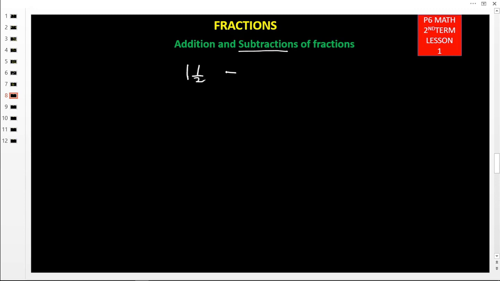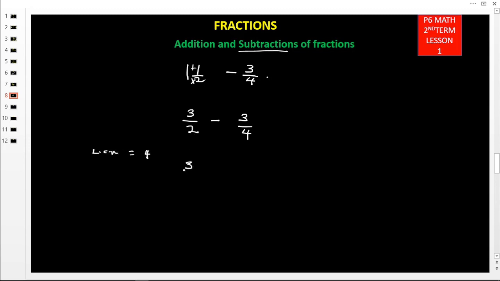For example, if we are given 1 and a half minus 3 quarters. So 1 and a half minus 3 quarters. This one is a mixed fraction, this is a proper fraction. So we convert this one into an improper fraction. 2 times 1 is 2, plus this one. So it becomes 3 out of 2 minus now 3 out of 4. So the LCM of 2 and 4, remember we are using the LCM approach, is 4.